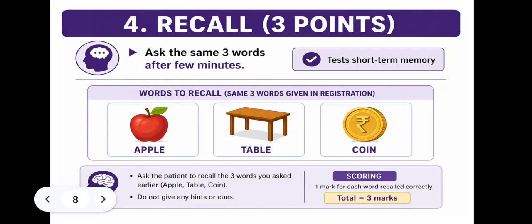Examination of recall. In the initial part of the examination, during registration, we showed 3 things. The patient has to repeat those 3 things correctly. If he is able to recall those 3 things and name them correctly, then 3 points will be given.